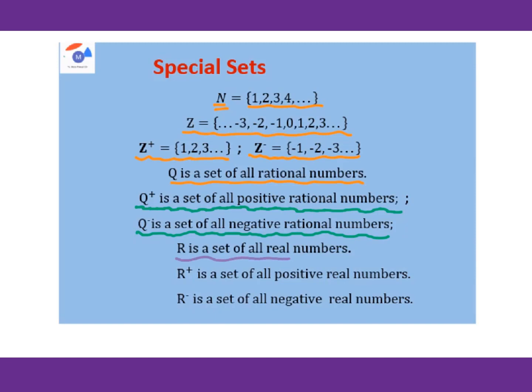R is the set of all real numbers. R plus is the set of all positive real numbers. R minus is the set of all negative real numbers. Remember, 0 is not a positive number and also not a negative number. In other words, 0 is not an element of Z plus, and 0 also is not an element of Z minus.